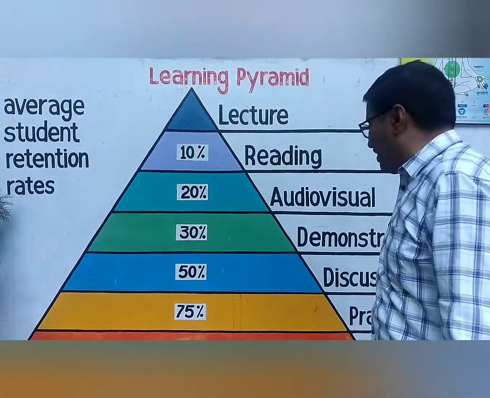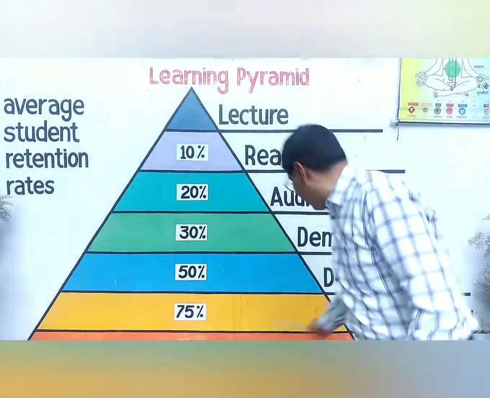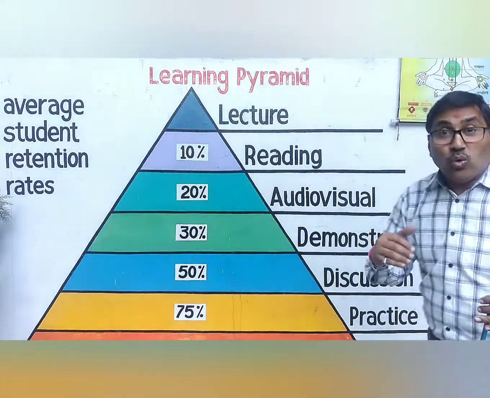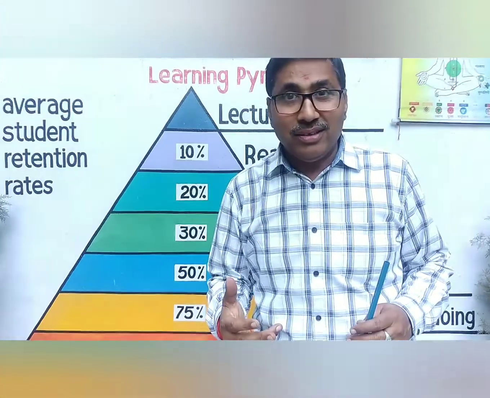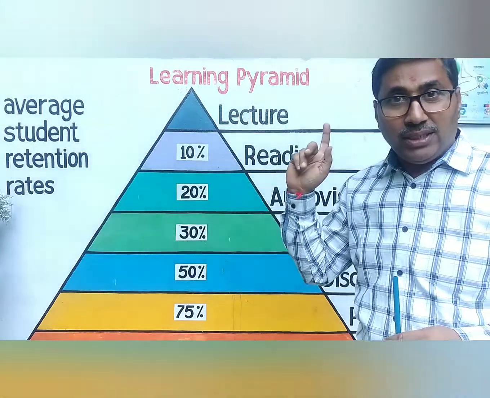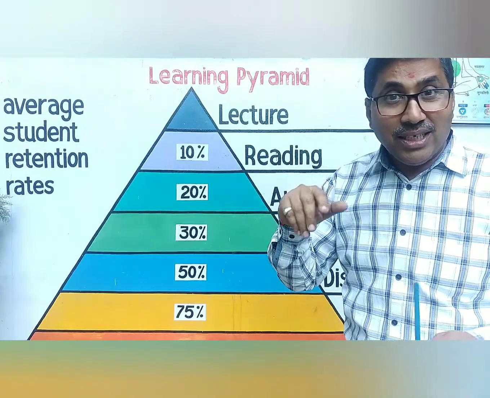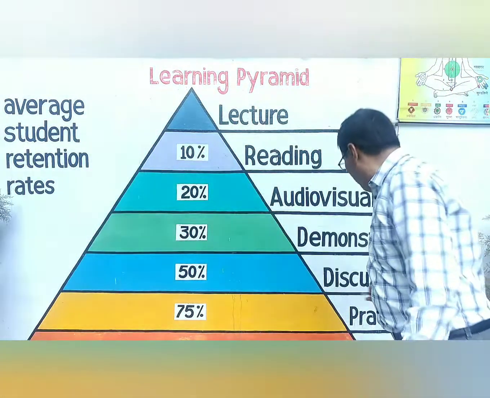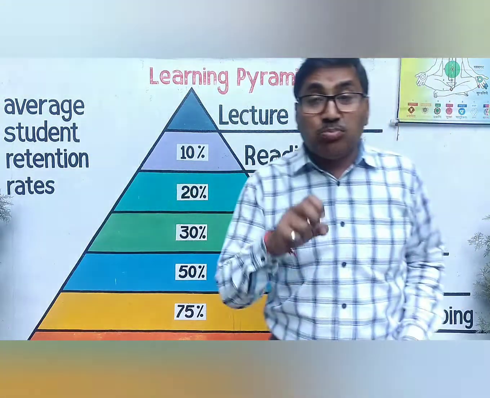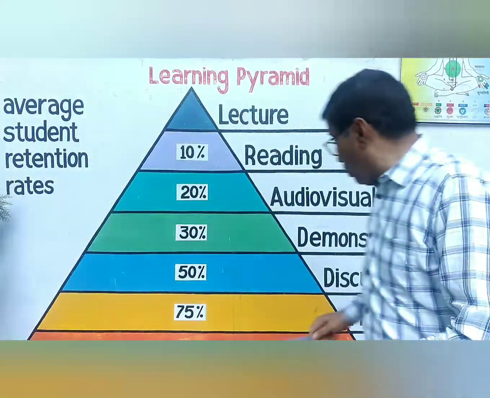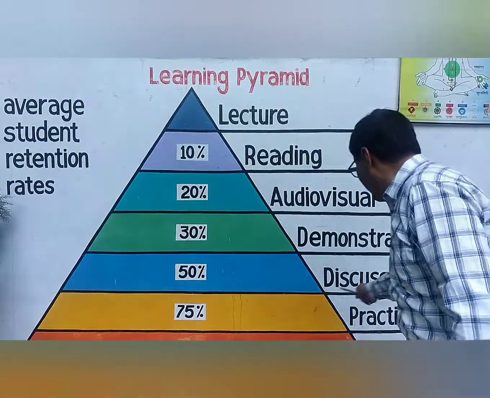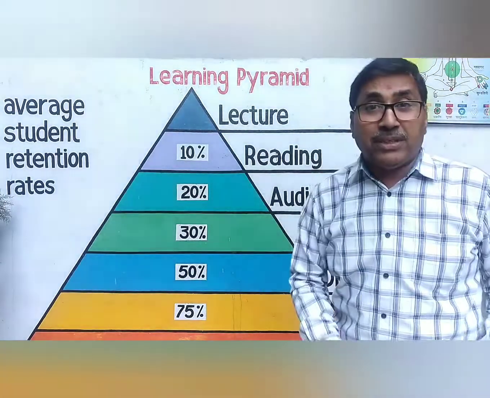Next, practice doing, 75%. That is do and learn. I hear, I forget. I see, I remember. But I do, I learn it. That is practice doing. That is, practice makes a man perfect. So the average student retention rate through practice doing is 75%.